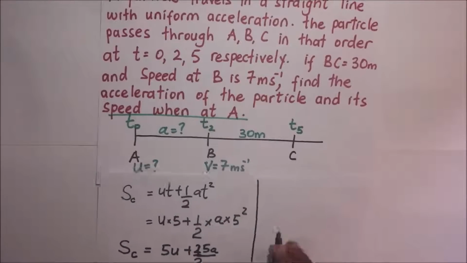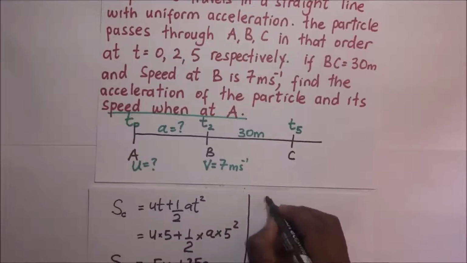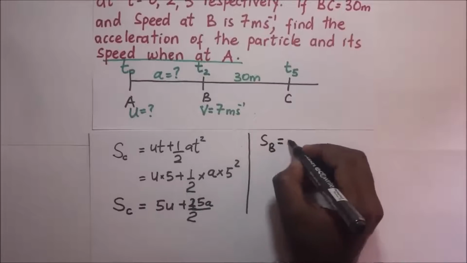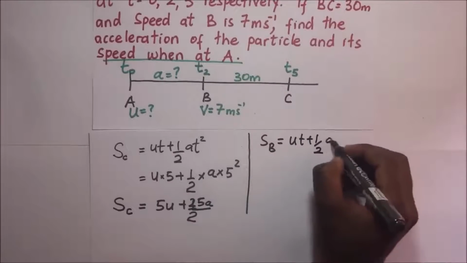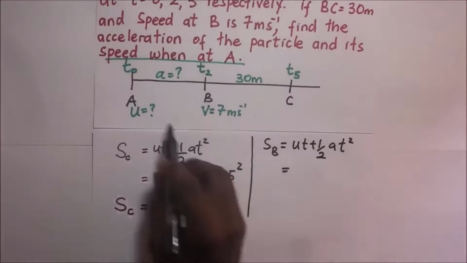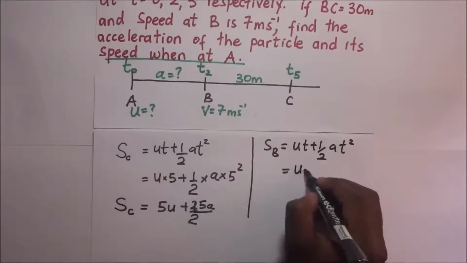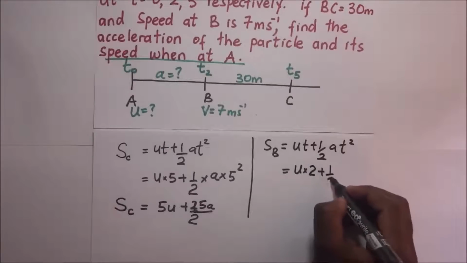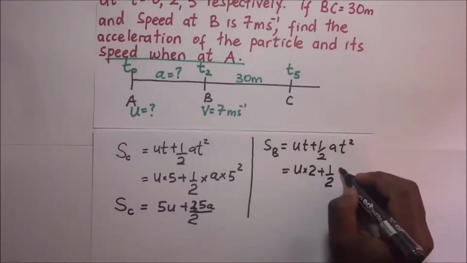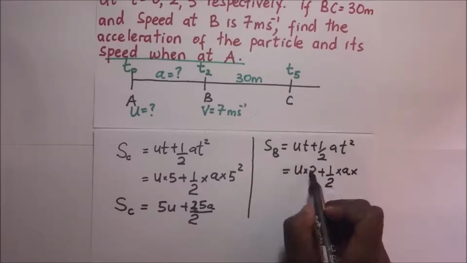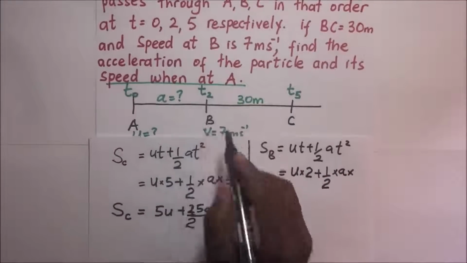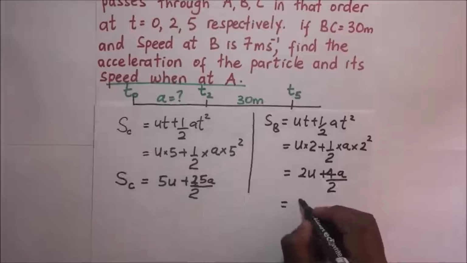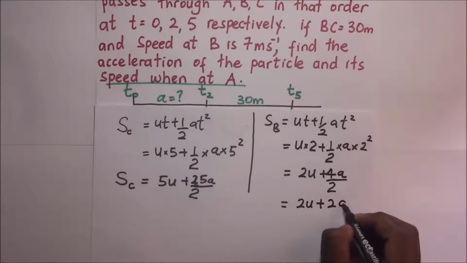So let's also get the distance covered at B. SB is still UT plus a half AT squared. The initial velocity is not known, so it's U times T. The T at B is 2, so U times 2 plus a half times the acceleration, which we still do not know, times time squared. At point B the time is 2, so it's 2 squared. And so we end up with SB as 2U plus 2A.